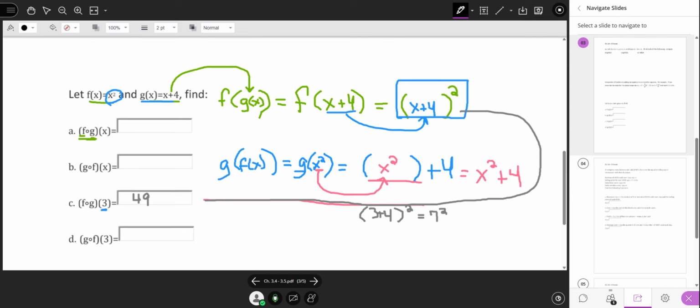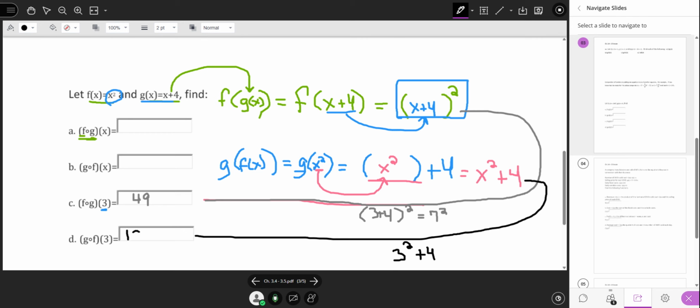Now, put 3 into this equation. So 3 squared, 3 times 3, and then plus 4. So 9 plus 4 gives you 13. Okay?